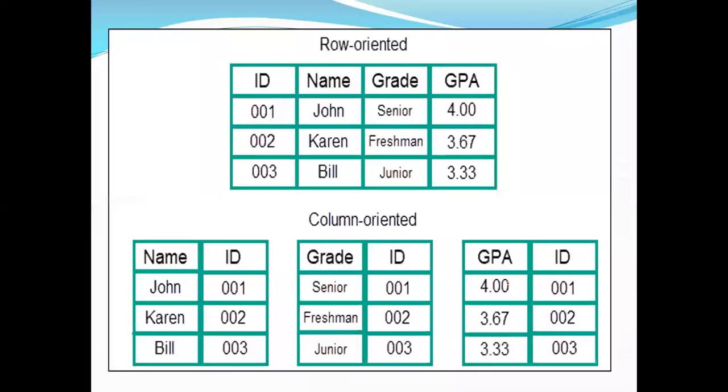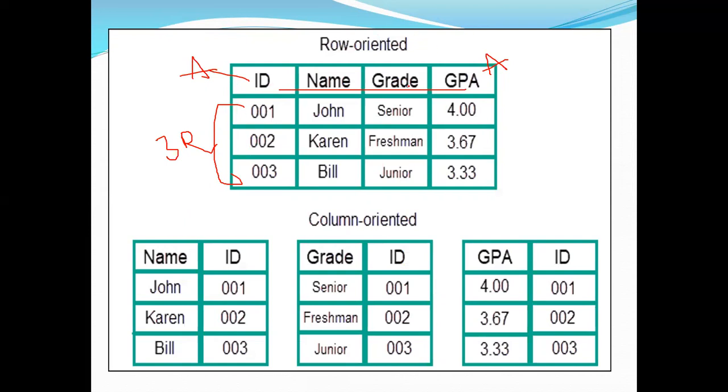Whereas in a column store database, we call it a Keyspace. Now I'm showing you in the diagram: this is a keyspace. If it is row oriented, it has ID, name, grade, GPA. All these four are the attributes, and these three are called rows. That means for the three different rows, we have only one attribute row.